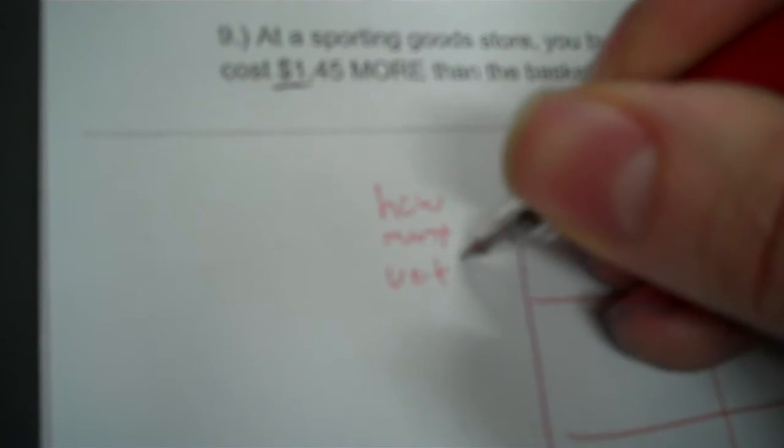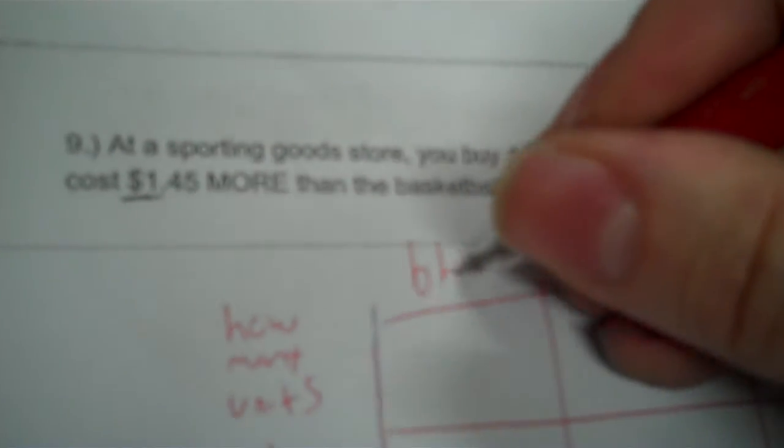So I set up my table. So then we have together, then how many units, per unit, and total. So money total, money per unit, and then basketballs and footballs.